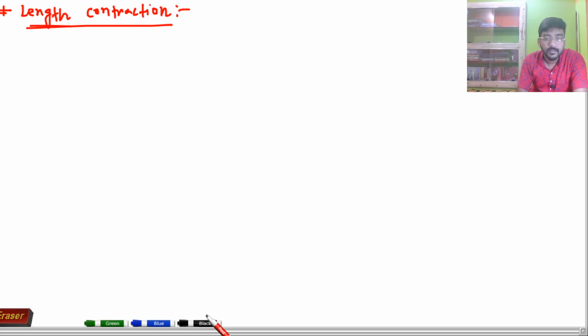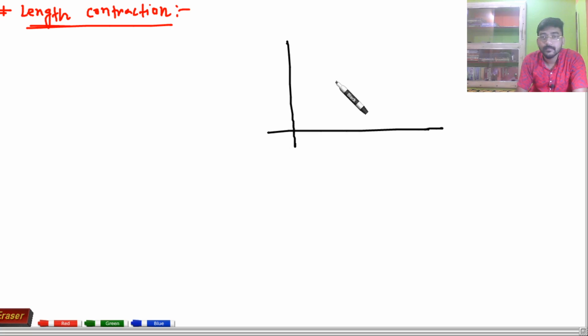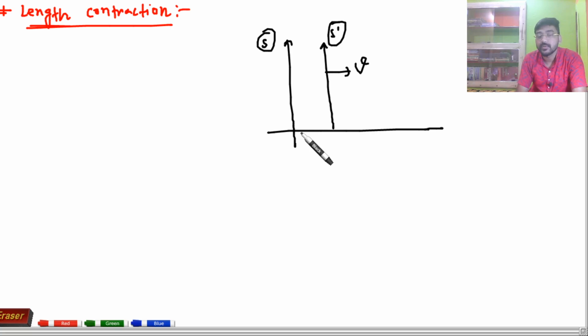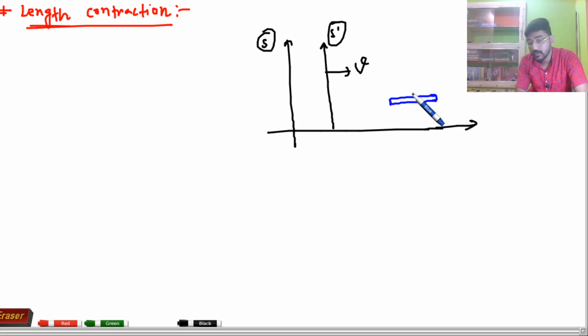Here again we have to consider two frames. One is the S frame and another is the S dash frame. And again this S dash frame is moving with velocity v with respect to the S frame. And here let me suppose that there is a rod of length L. Suppose there is a rod, and the rod is in the S dash frame.